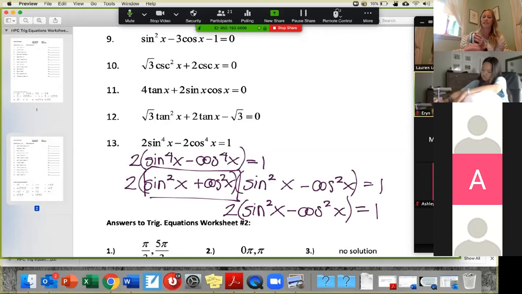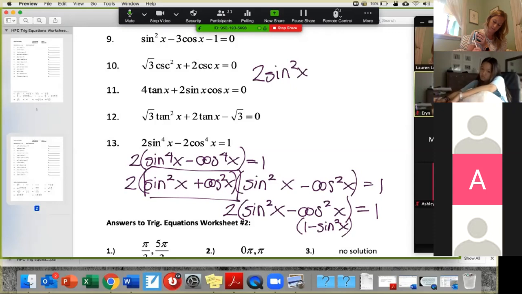Factoring got rid of a lot of stuff for me there, and I realize it's work to go back to this. So you can either replace the sine squared or the cosine squared. I would probably replace the cosine squared with 1 minus sine squared, keeping in mind that I would then be distributing a negative. So that's going to be 2 sine squared minus 2 plus 2 sine squared equals 1.